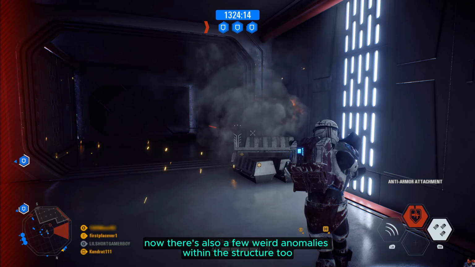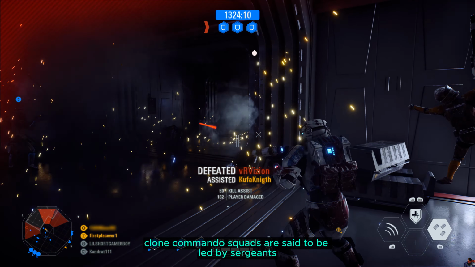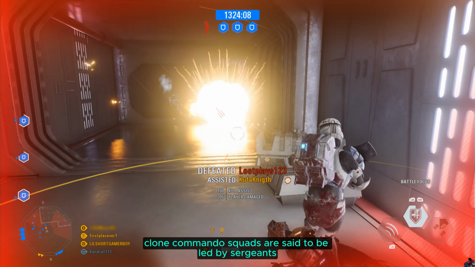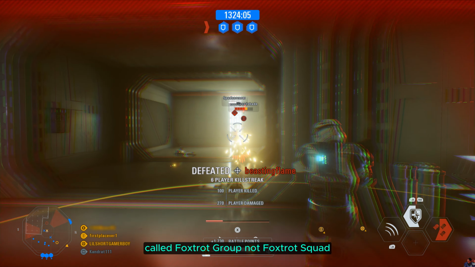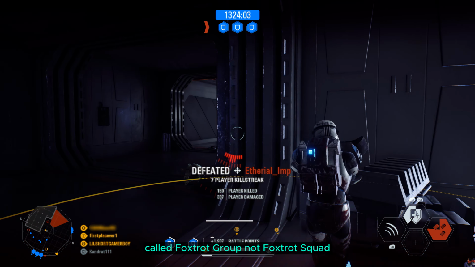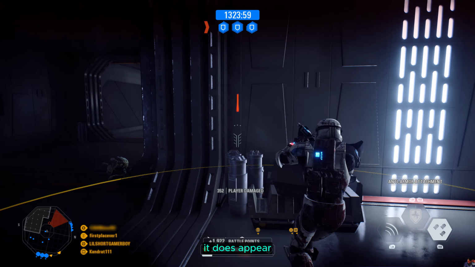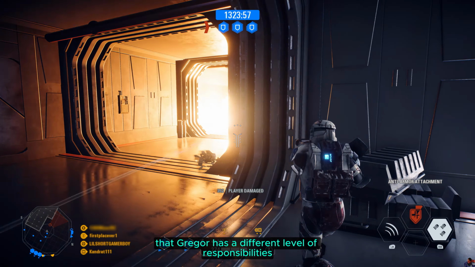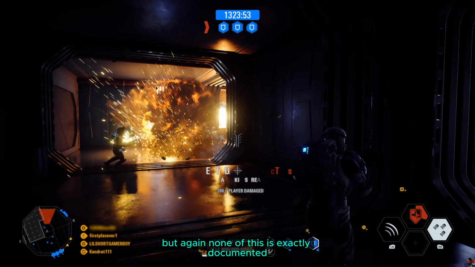Now, there's also a few weird anomalies within the structure too, like the clone commandos. Now, clone commando squads are said to be led by sergeants, but as we know, Gregor was a clone captain who led his group of clone commandos called Foxtrot Group, not Foxtrot Squad. Now this could just be a simple case of names being weird or whatever, but it does appear that Gregor has a different level of responsibilities compared to a normal clone commando sergeant. But again, none of this is exactly documented.